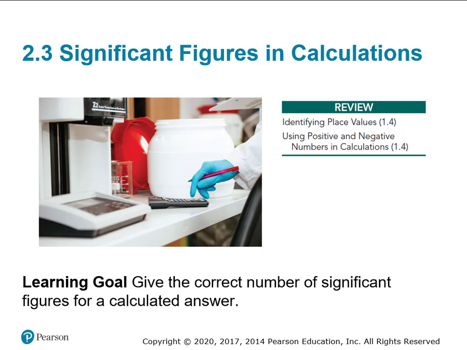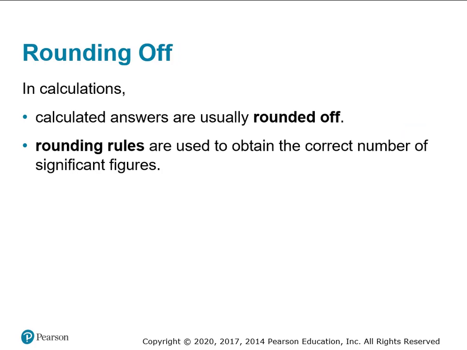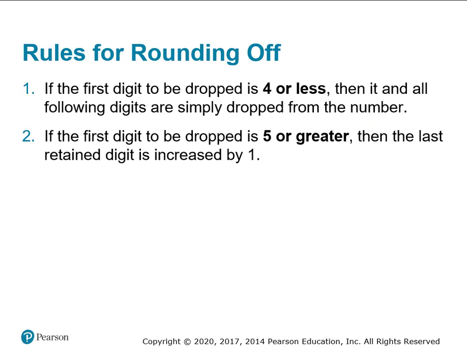Section 3 focuses on significant figures and calculations. So we are going to be able to give the correct number of significant figures for a calculated answer. In calculations, calculated answers are usually rounded off. You all remember how to round. So we will be using rounding rules to get the correct number of significant figures.